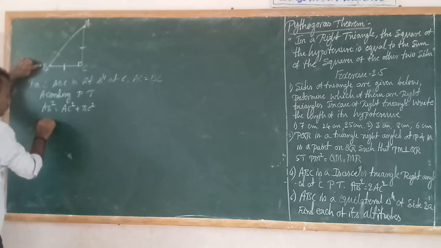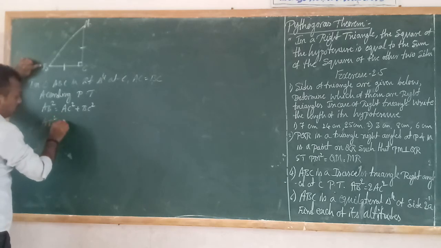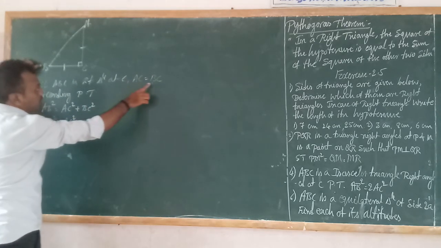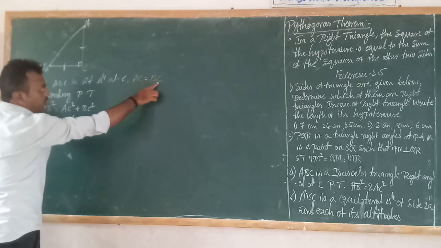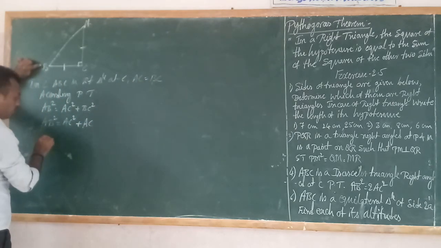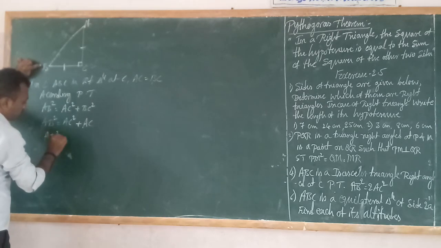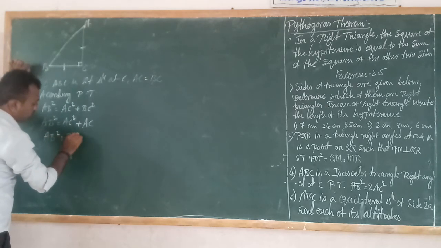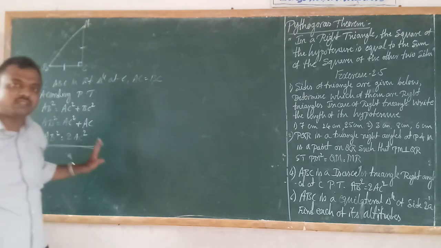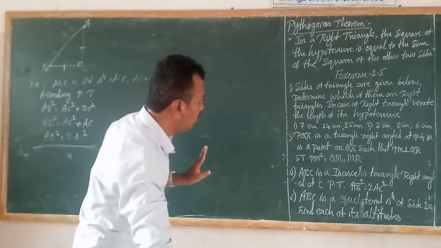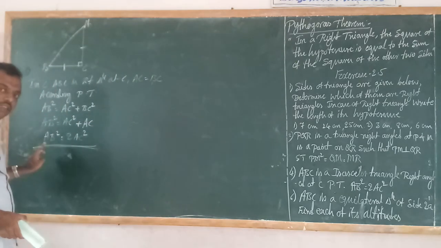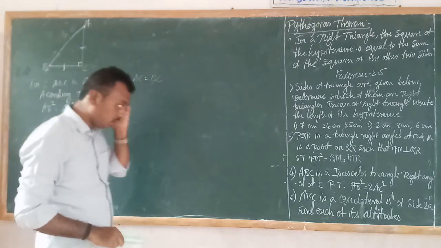Now AB square is equal to AC square plus BC square. I will substitute AC instead of BC. So AB square is equal to AC square plus AC square, that is 2 times AC square. That's all. Hence proved. Very simple. Two more questions. Okay, next, like that only, question number 5 is there. Like that only, we have to practice and solve the problems.